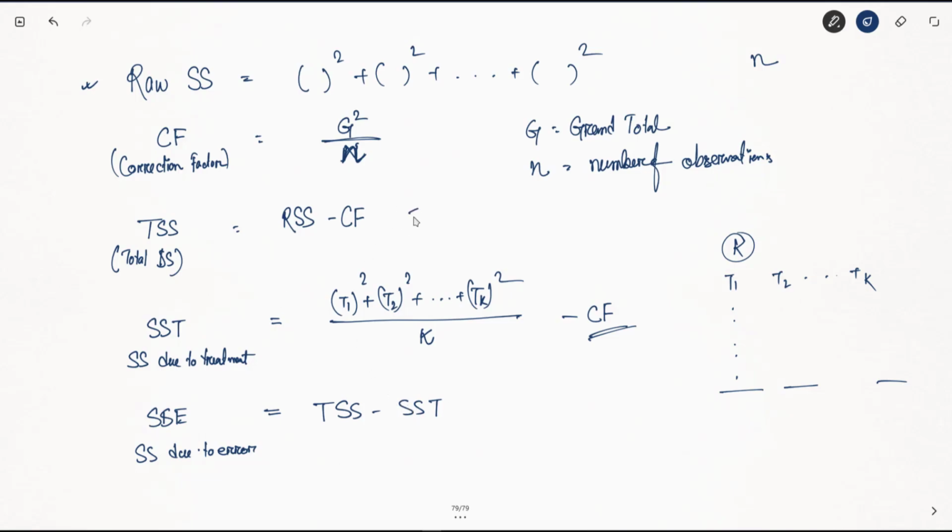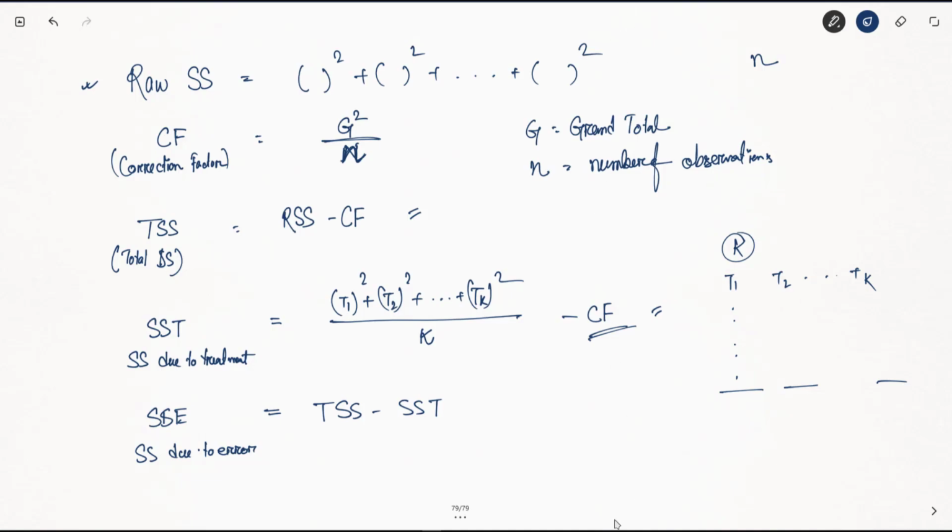That means the value obtained here and the value obtained here, the difference between them will give you SSE. Just like their degrees of freedom. For degrees of freedom of sum of square for error, we used to subtract the total degrees of freedom and the degrees of freedom due to treatment. So similarly, sum of square due to error will be the difference between total sum of square and SST. This will give you the value. So once you obtain SSE, SST and TSS, your job is done. You can go to the table, you can fill up the remaining columns and you can obtain the value of F, right?